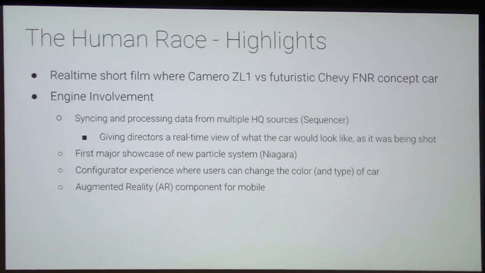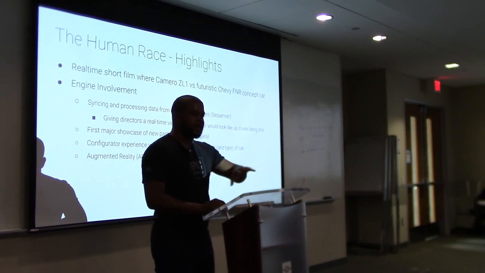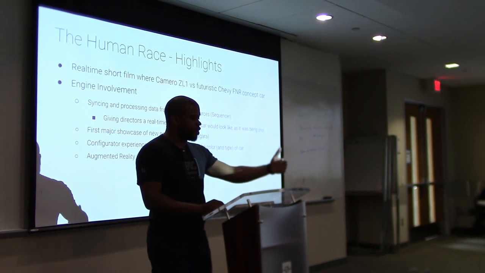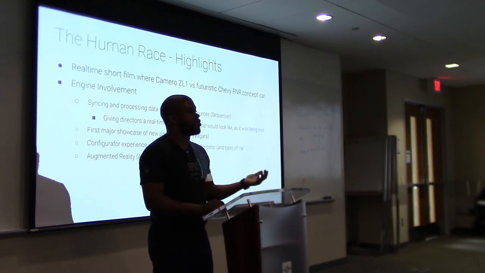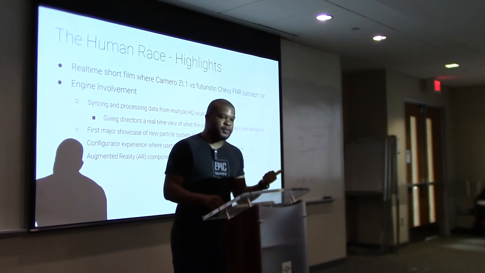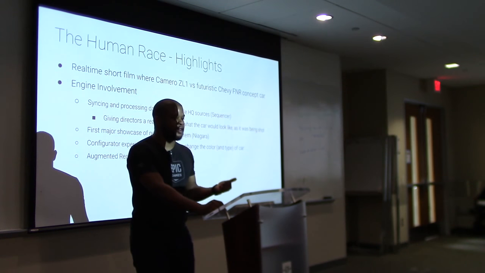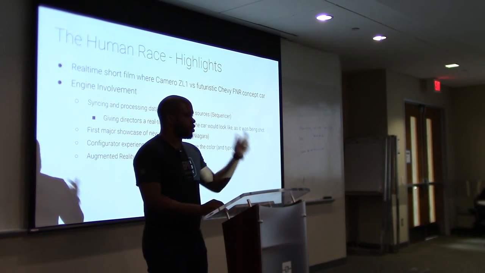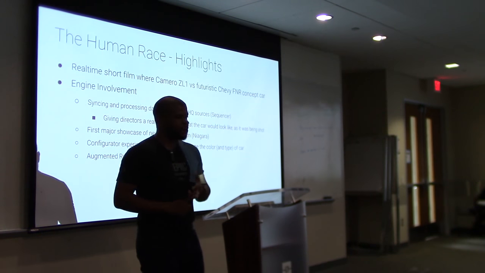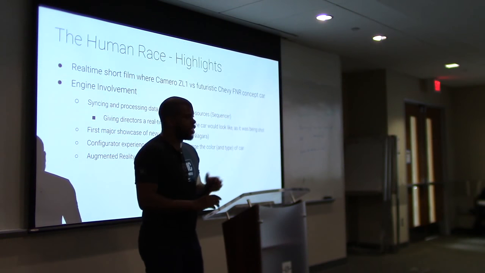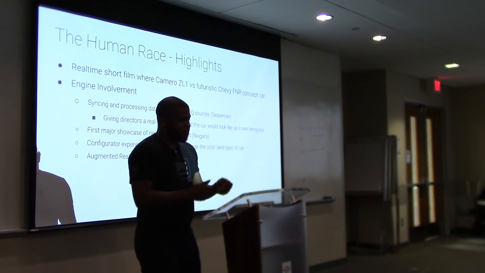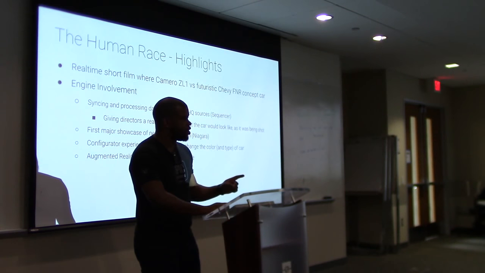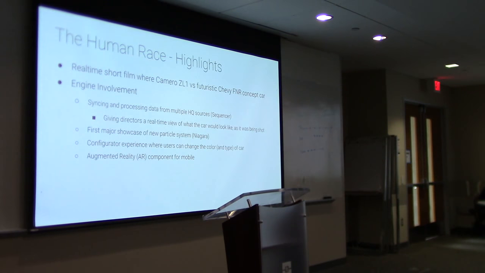This is like cameras, lighting information, sound, etc. That was processed on the car, and changing the car that you'll see, it's called the Blackbird, to look like the actual cars that Chevy wanted represented. In addition, this was the first major showcase of Niagara, which is our new visual effects system. And we created a configurator experience for users, where they could change the car color, the car type, etc. And then an augmented reality experience on the phone, where you could look at a representation of the car and walk around it. So with that, I'm going to show a quick clip, about a minute or so, of what that was.